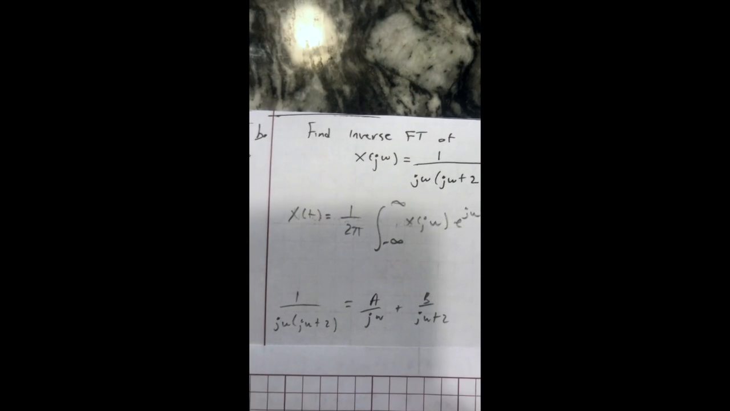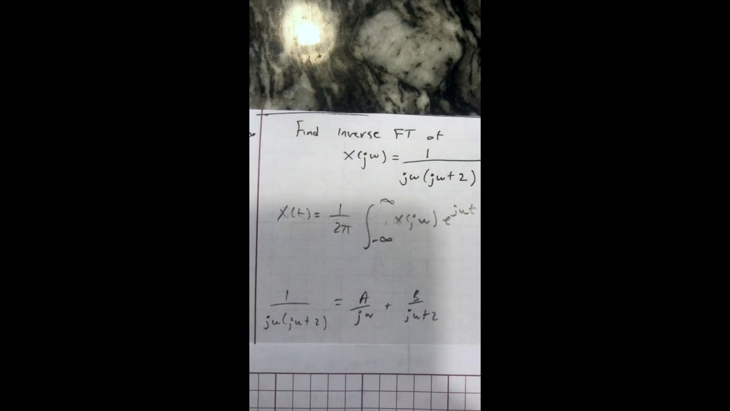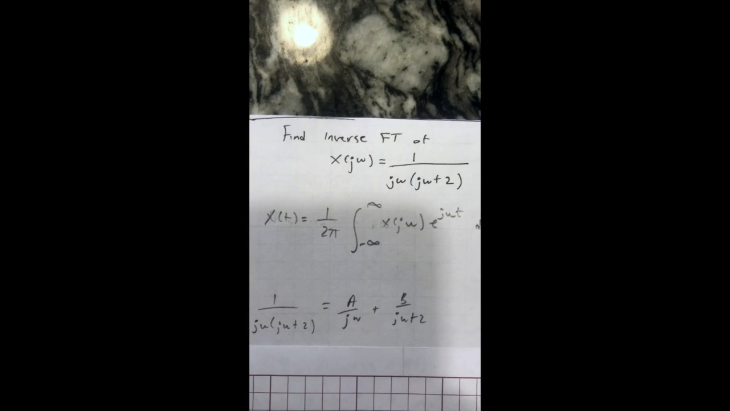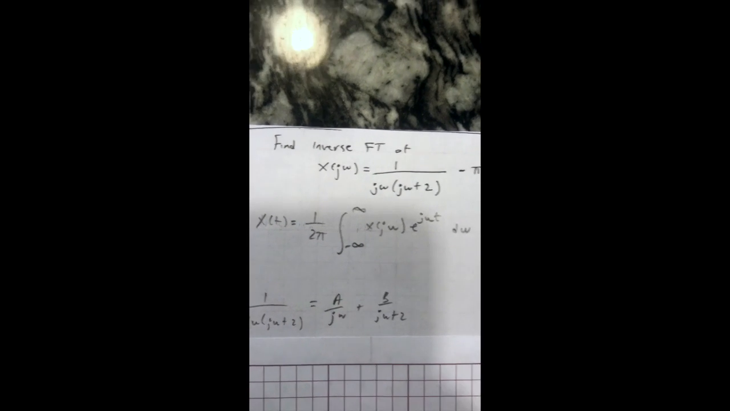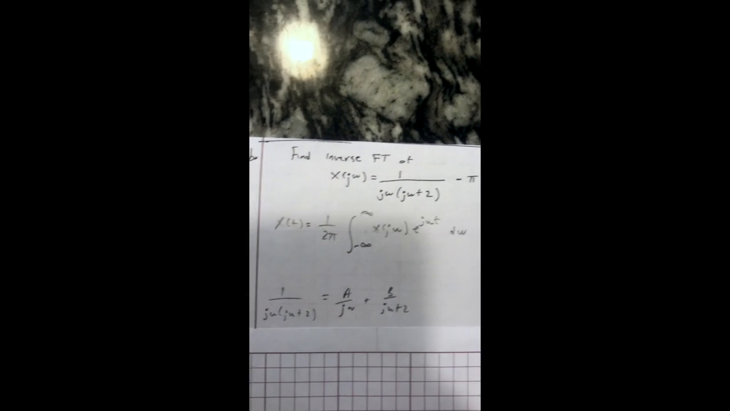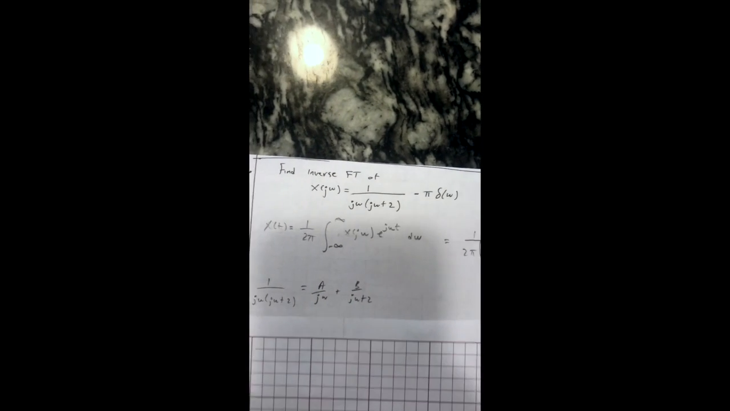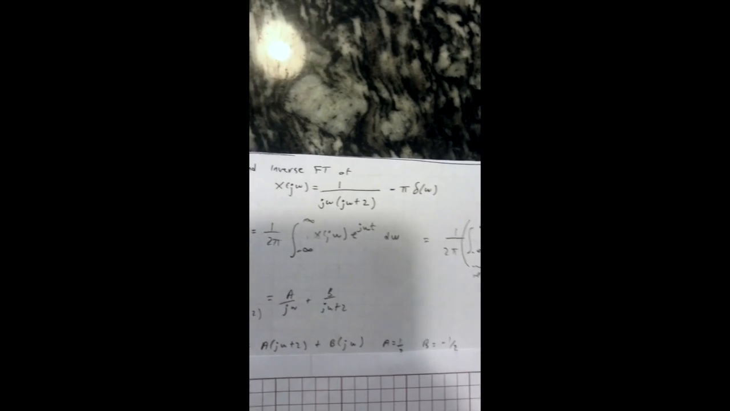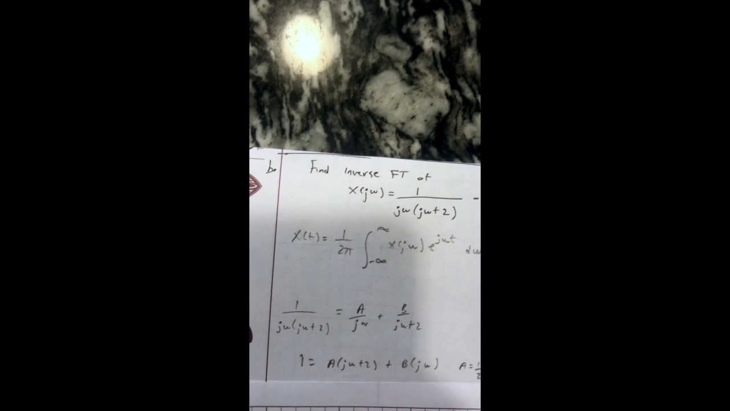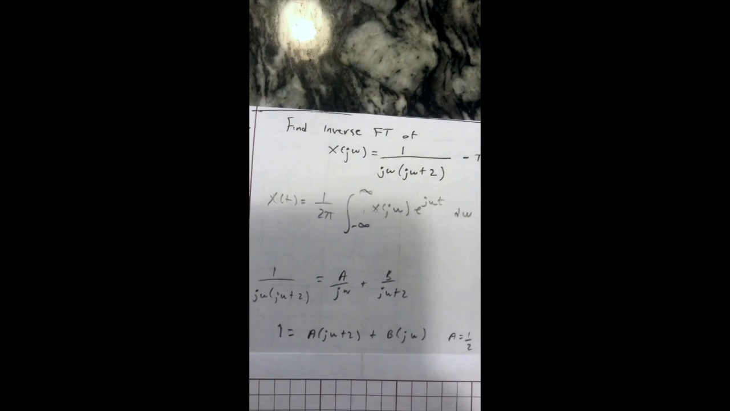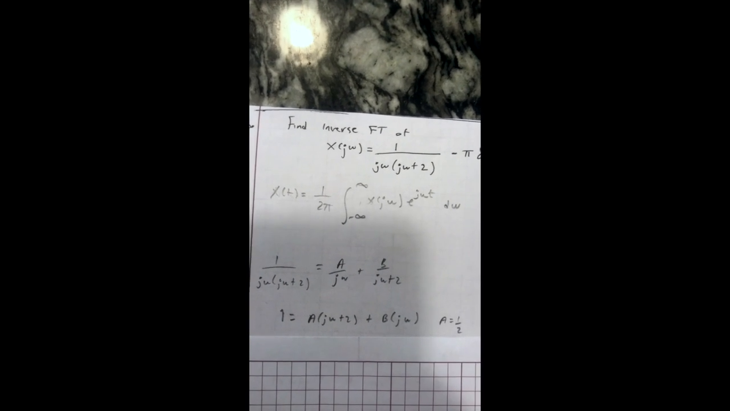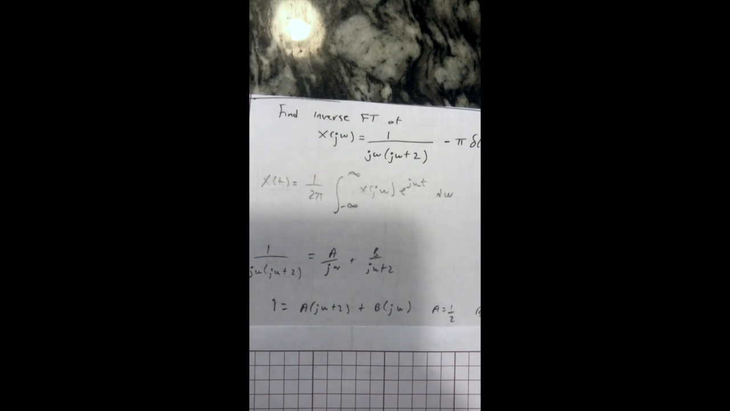This is where you can split it up into two expressions being added together. Say a over j omega plus b over j omega plus 2. And basically what you want to do is find the coefficients, right? Neat little trick. And let's find these coefficients. So 1 is equal to a times (j omega plus 2) plus b times j omega.